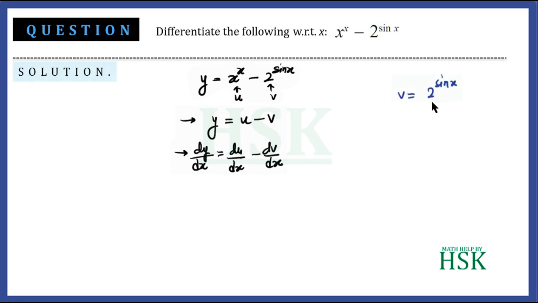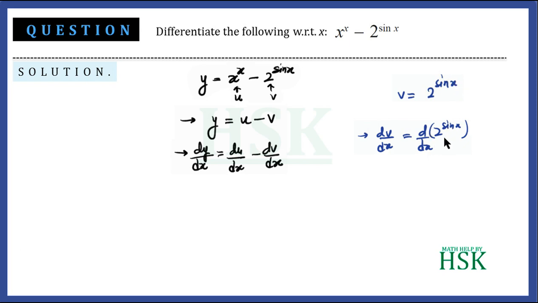Further, v is equal to 2 raised to the power of sine x, and dv upon dx is equal to d by dx of 2 raised to the power of sine x. So here we can differentiate it directly because it is simply a composite function of an exponential function and a trigonometric function.